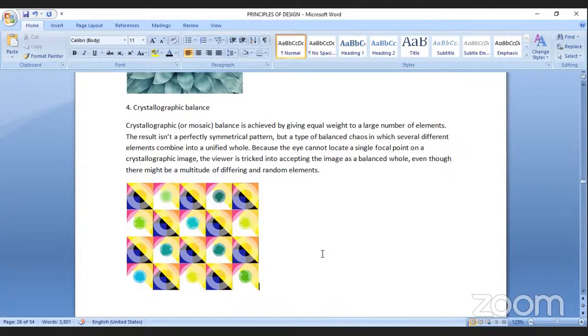Understood? Yes, ma'am, got it. Then we can conclude the session. We'll do a few more examples of this kind, elements of design, don't worry.